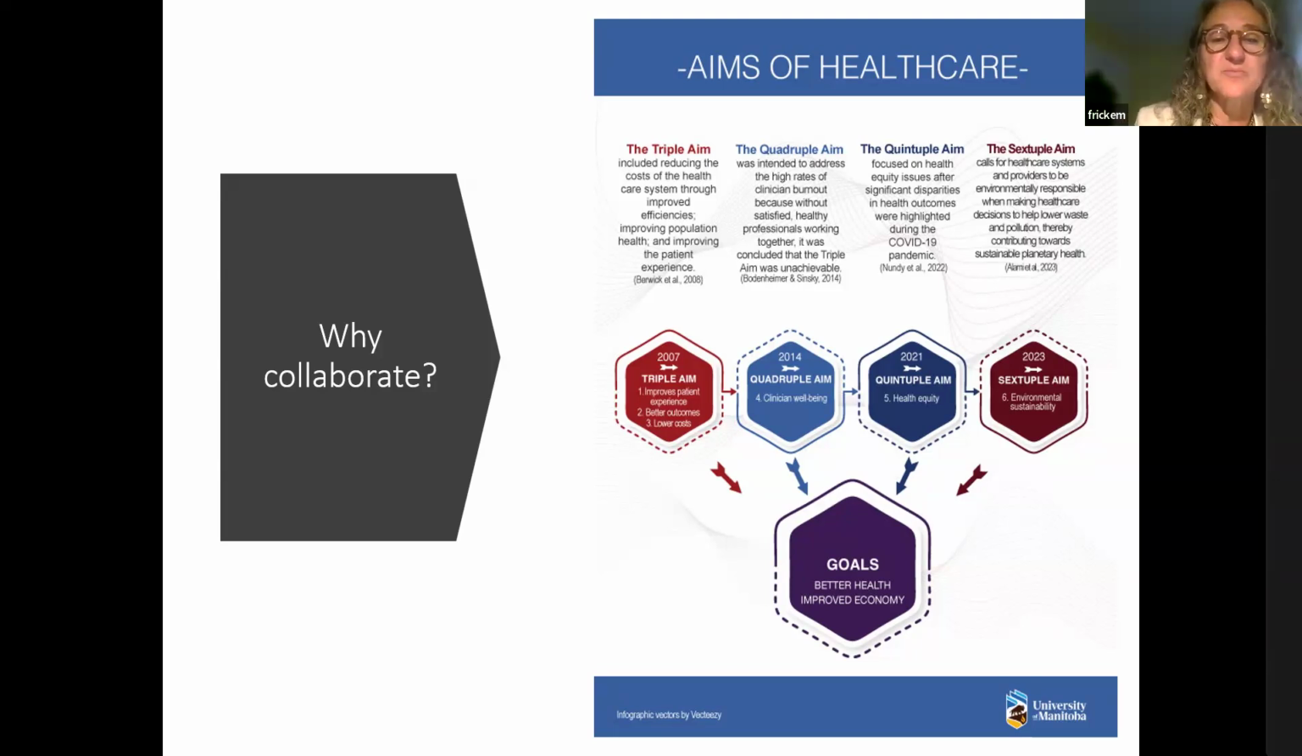The quadruple aim was about clinician well-being. The quintuple aim added health equity to the equation. And the sextuple aim, most recently, was very much about being stewards of the land and the environment. But overall, we do all of this with the goal of improving health for everyone, and at the same time being able to improve the economy. Next slide.